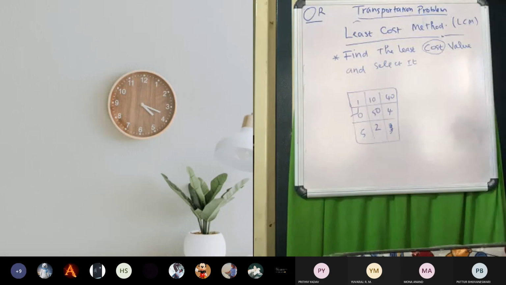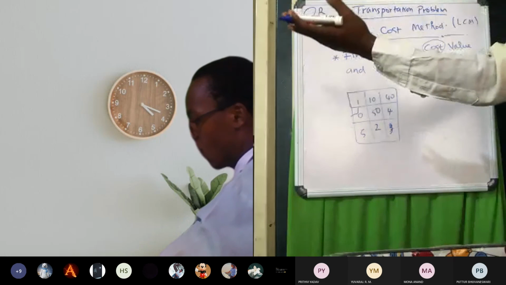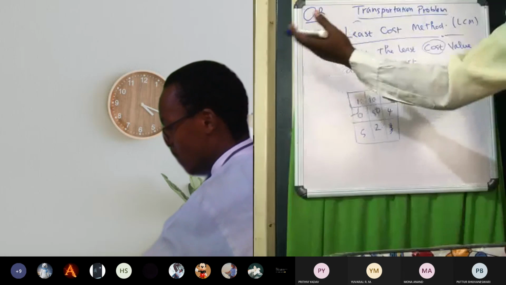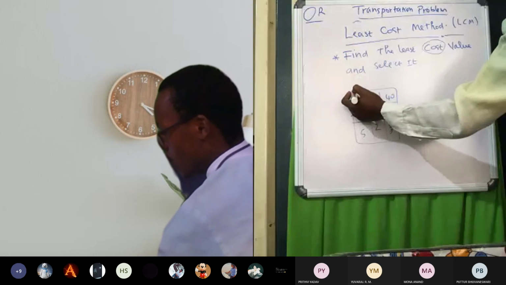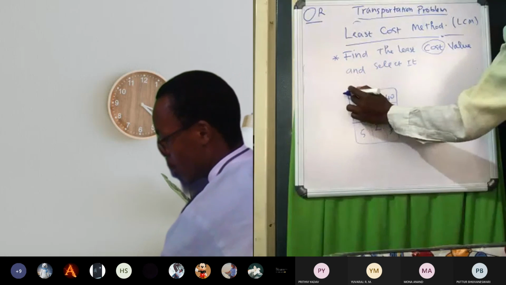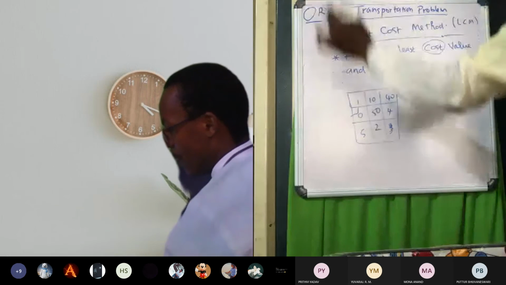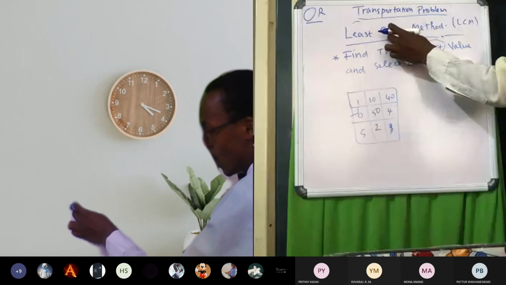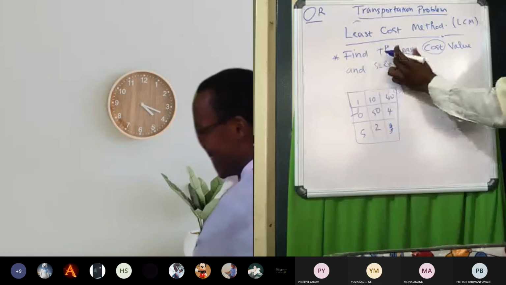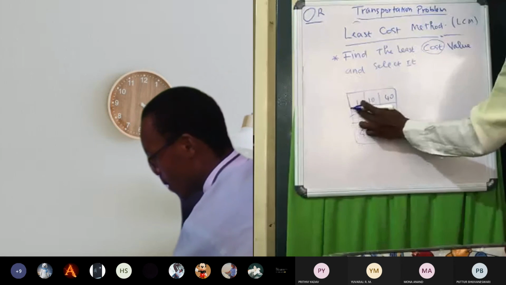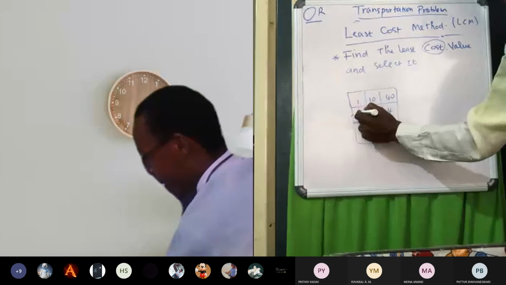You get it? In the northwest corner method, we used to start from the top left corner and select from there. But in the least cost method, we want to find the least cost value and select it. This is it.